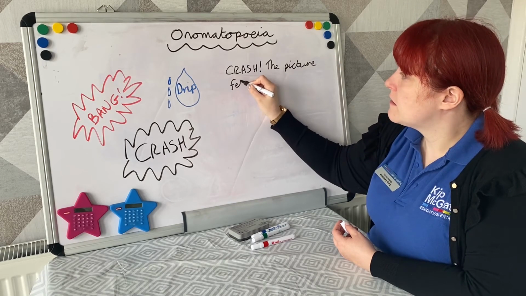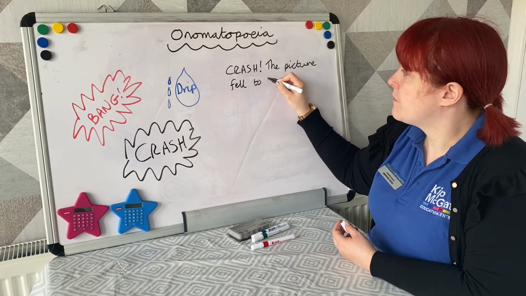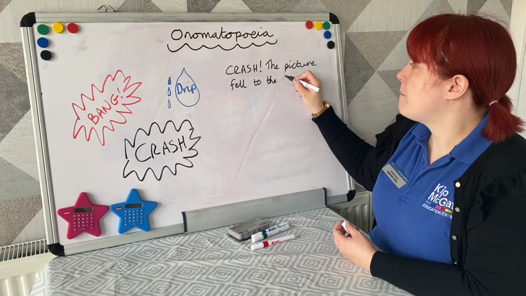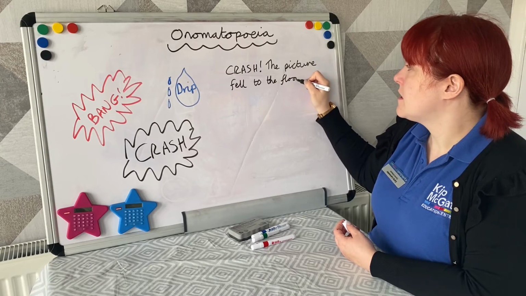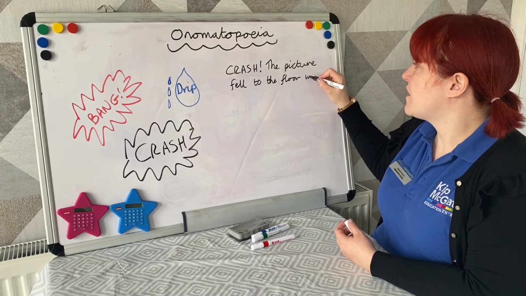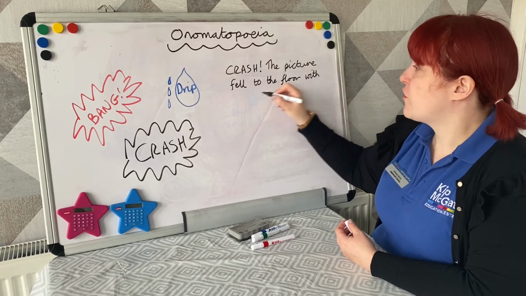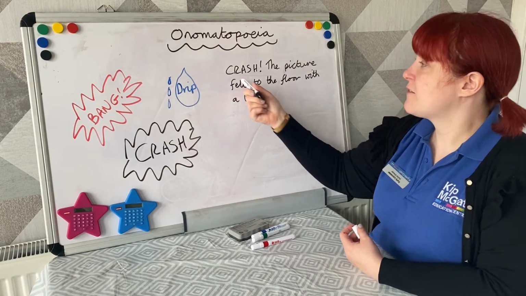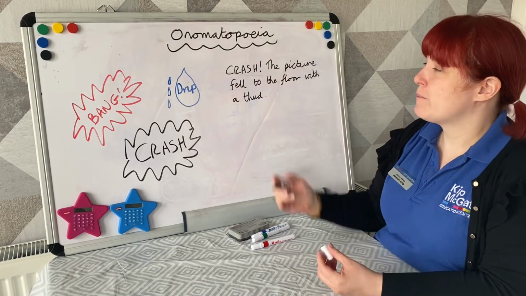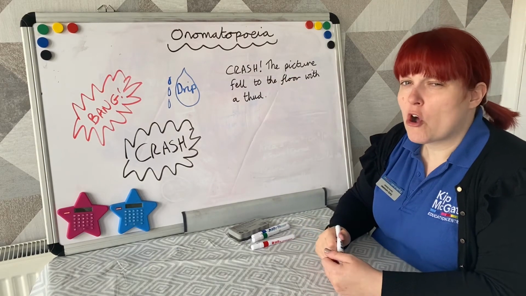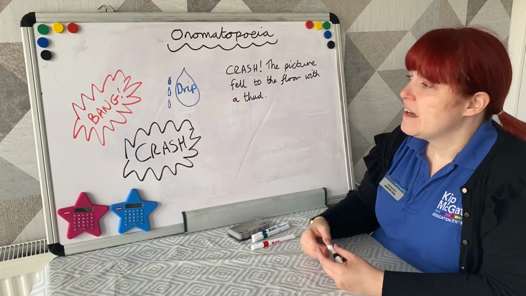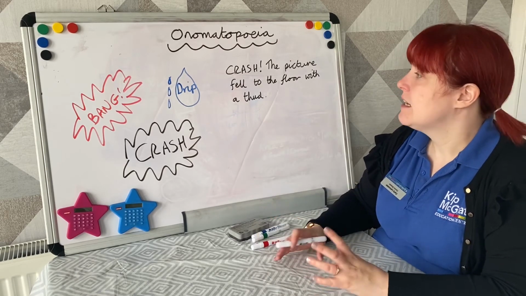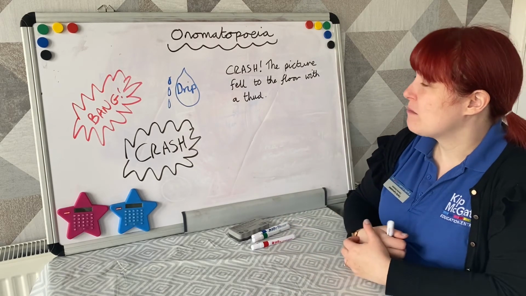Picture fell to the floor. And you could add in another onomatopoeic word, and we could say with a thud. Thud would be another one. So it doesn't always have to be written like that, but that's a good example of how we would do it to really draw in the attention. And in comic books, it's just going to be annotated on the picture usually, and that's kind of how onomatopoeia works.